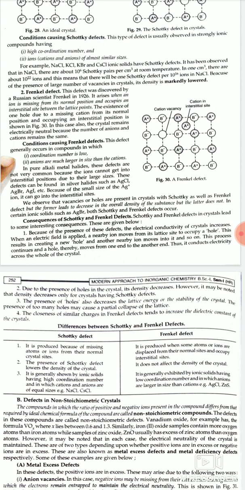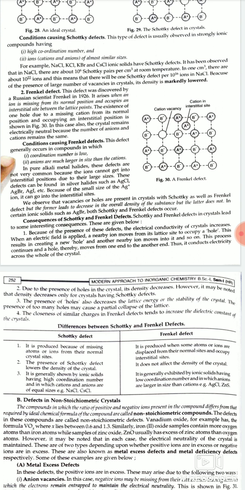Second, due to the presence of holes in the crystals, its density decreases. However, it may be noted that density decreases only for crystals having Schottky defects. Thirdly, the presence of holes also decreases the lattice energy or the stability of the crystal. The presence of too many holes may cause a partial collapse of the lattice. Fourth, the closeness of similar charges in Frenkel defects tends to increase the dielectric constant of the crystals.